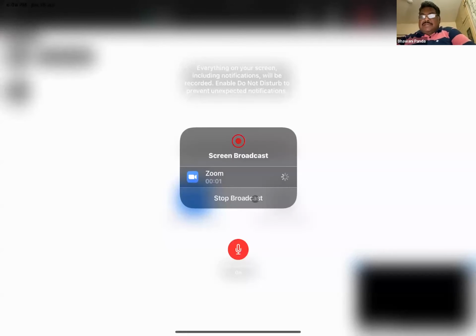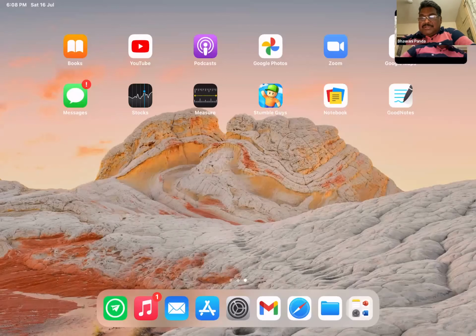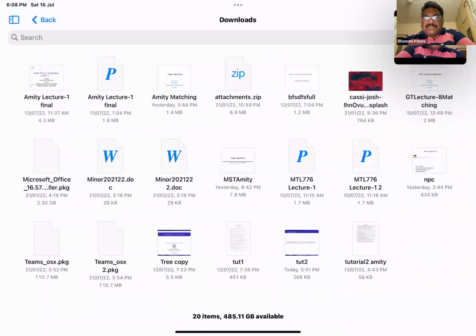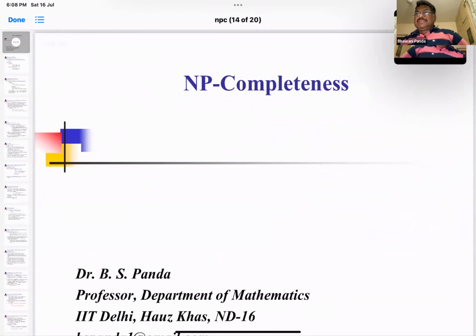Okay, so I'll just scan through this NP completeness, right? Yesterday we saw this one. Let me see. I should have these slides. Okay. Now you can see the slides? Yes, sir.